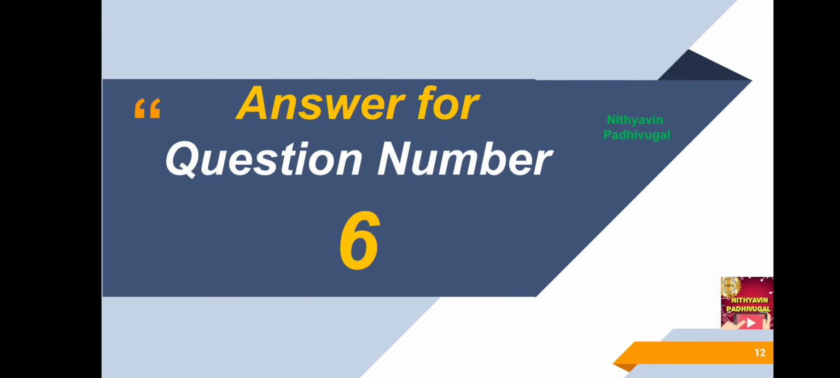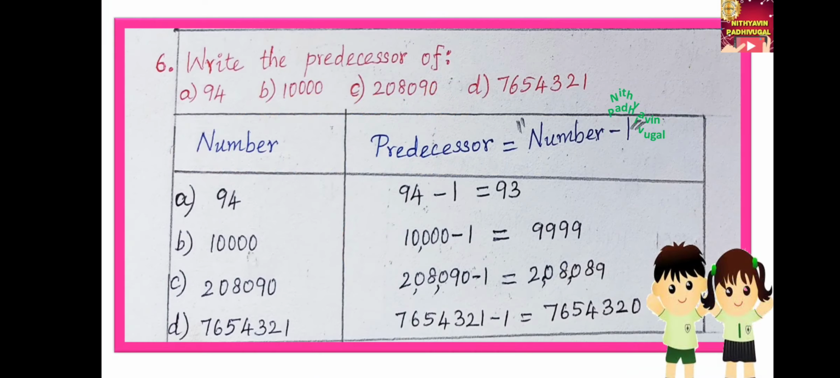Let us see problem number 6 with its solution. Write the predecessor of the given numbers. We have to find the predecessor of the given numbers. 94. Predecessor means number minus 1. So the predecessor of 94 is 94 minus 1, 93. 10,000. Predecessor is 10,000 minus 1, 9,999. Here 2 lakh 8,090 is there. Its predecessor is 2 lakh 8,090 minus 1, which is equal to 2 lakh 8,089. 90 minus 1 is 89.